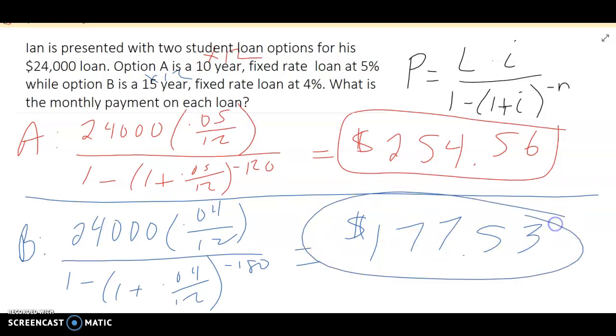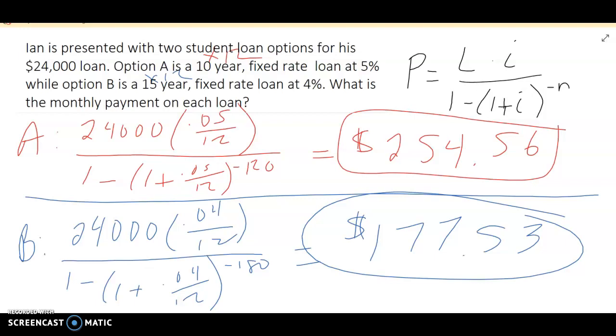$177.53. So you can see the difference in monthly payments based on a 10-year loan versus a 15-year loan with slightly different interest rates. Now, right now you could say, hey, I only have about $175 a month for a payment, so I have to go with option B. If it's all about the monthly payment and you absolutely can't afford $254, then yeah, your math calculations might be done. But maybe you want more information, and that's what we're going to do in the rest of this video.